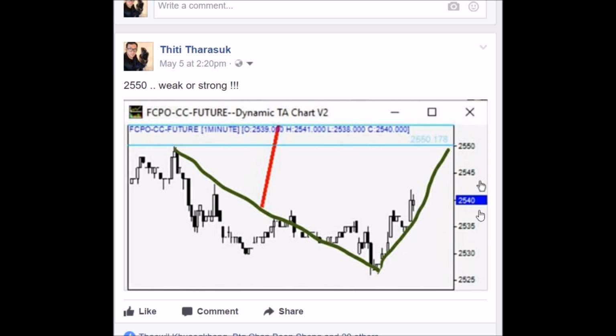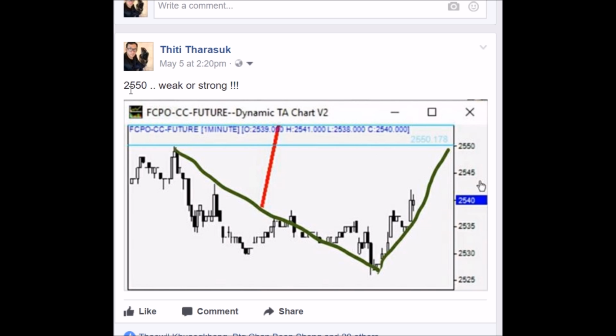Thai time, but Malaysia time is 3. In this case, you already saw price move sideways and move up a bit from yesterday. That means this is 1 minute. That means they make many movements. Now they move here and here. Now price is at 2,540.